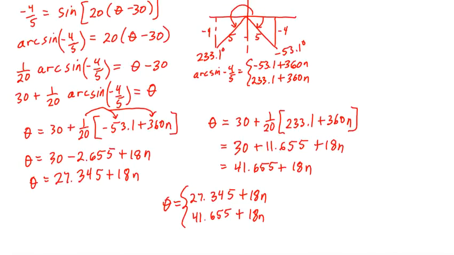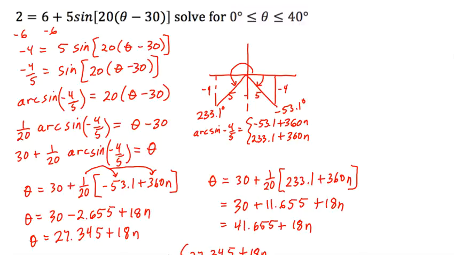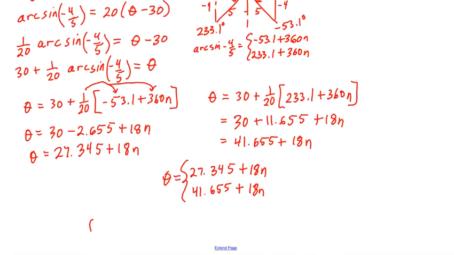Now let's go back to the beginning of the problem, see if I'm done. That's my general solution, but I was supposed to find it for values of theta between 0 and 40. So my particular solutions, theta is equal to, let's see, well, if I let n equal 0, 27.345, that's between 0 and 40. This one's not between 0 and 40 at all.